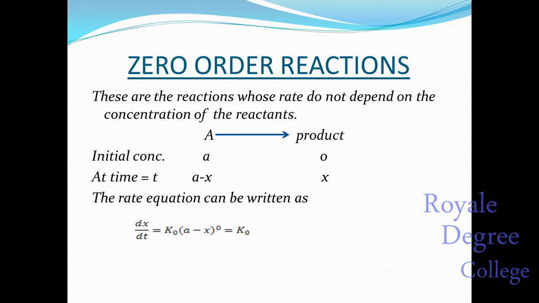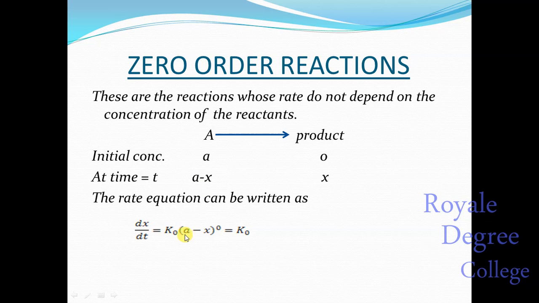Now we are going to study about zero order reactions. These are the reactions whose rate does not depend on the concentration of the reactants. See the reaction. A is the reactant. From this we are getting the product. So the initial concentration of capital A is small a and the initial concentration of the product is 0. After the time t, concentration of the product will be x and concentration of capital A is a minus x.